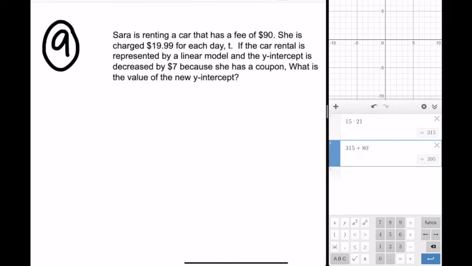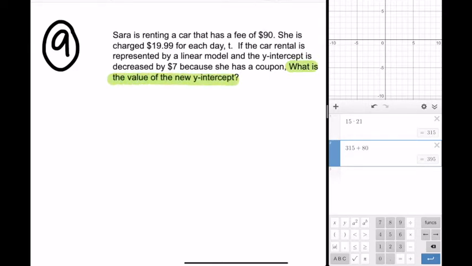Sarah is renting a car that has a fee of $90. She is charged $19.99 for each day T. If the car rental is represented by a linear model and the y-intercept is decreased by $7 because she has a coupon, what is the value of the new y-intercept? So we need to realize what we're looking for. What is the value of the new y-intercept?